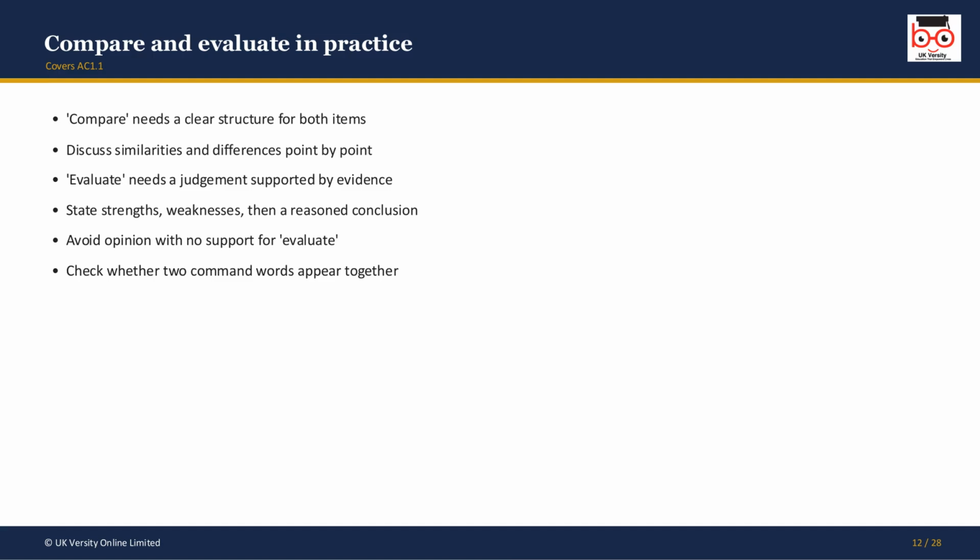Two command words are worth a closer look. Compare needs a clear structure that handles both items, discussing their similarities and differences point by point. Evaluate asks for a judgment backed by evidence. You'd set out strengths, then weaknesses, and reach a reasoned conclusion, never just an unsupported opinion. And do check whether two command words appear together in the same question, as they often do.